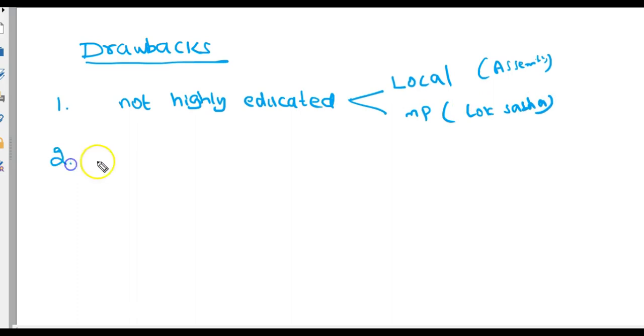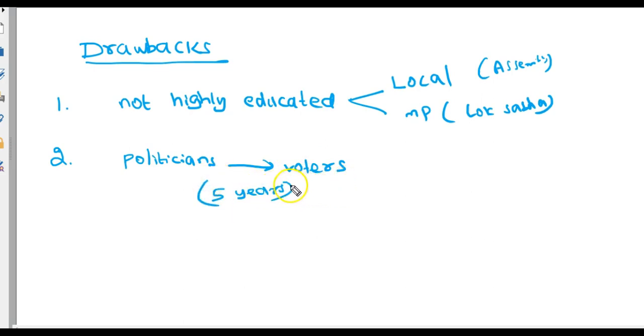If elections are held separately to the Lok Sabha and state legislative assembly, politicians often come back to the voters for seeking votes. If simultaneous elections are held to both Lok Sabha and assembly for 5 years, the chance of politicians meeting the voters is less. That is another drawback.